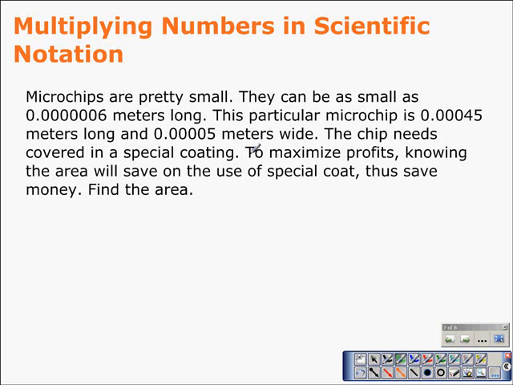Find the area. So we need to find the area. Remember, the area is given by the length times the width. So in this case, we have to multiply these two numbers. And with all those zeros, it's going to get kind of crazy and kind of hectic. So what we do is we will express those numbers in scientific notation and multiply them in scientific notation.